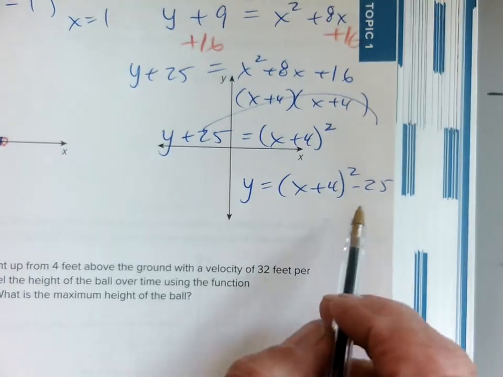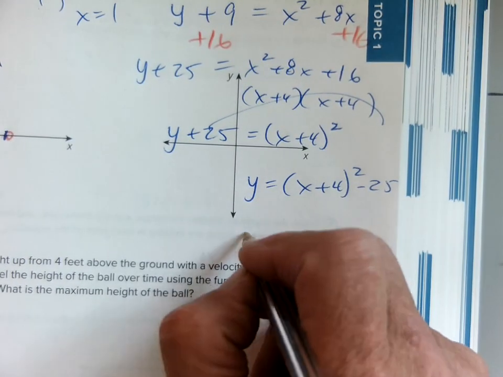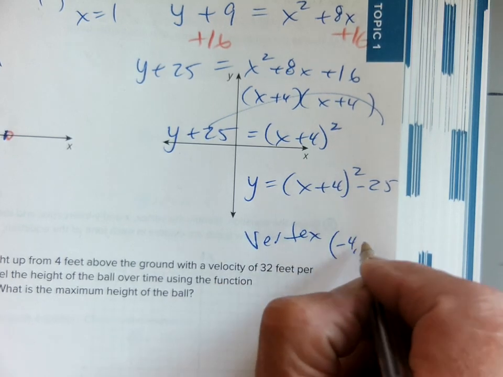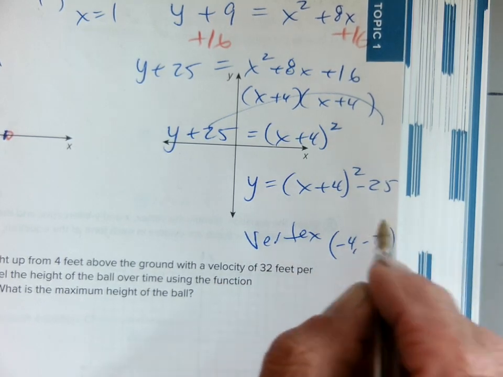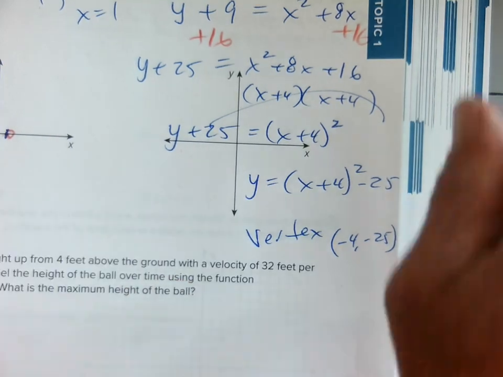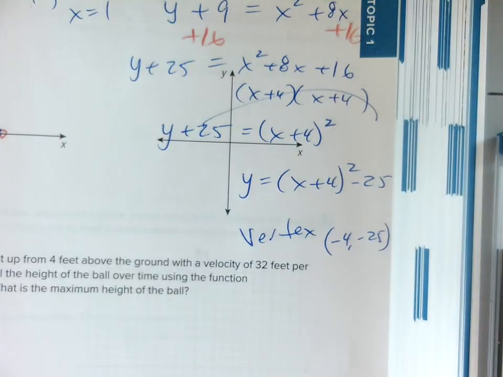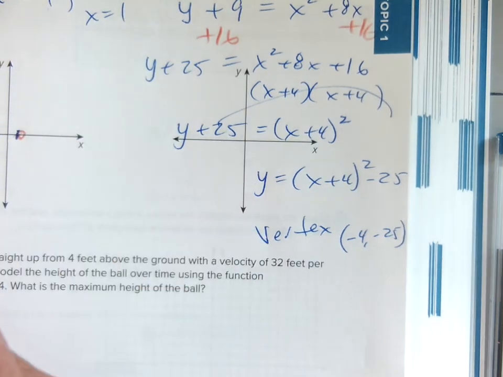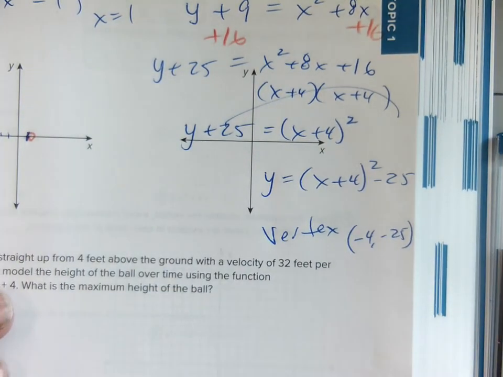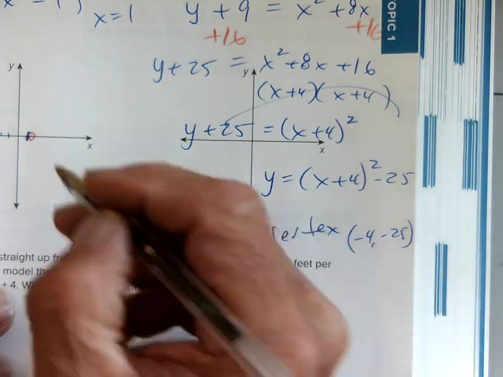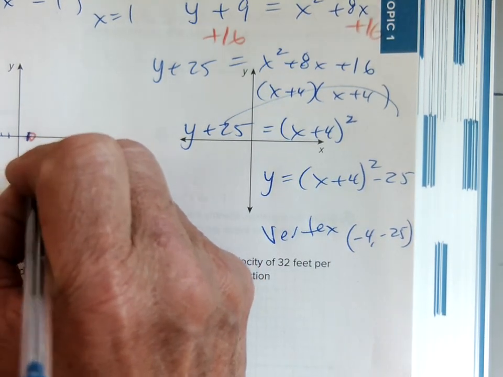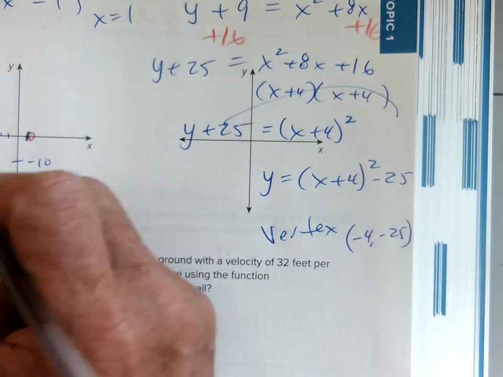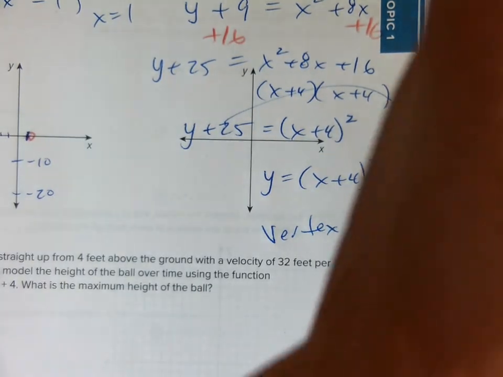All right, that's perfect. That's in the vertex form. So I know my vertex then is at (-4, -25). So if I go back to this graph, I'd have a line of symmetry at x = -4. I may have to go by -10, -20, and about -25 we'll guesstimate will be right about there. We can draw our parabola.